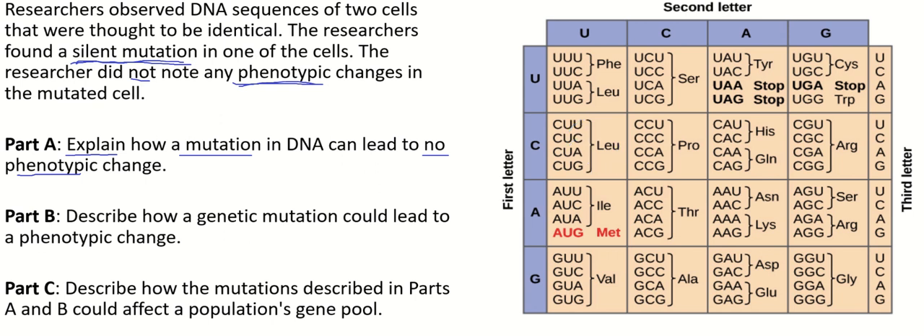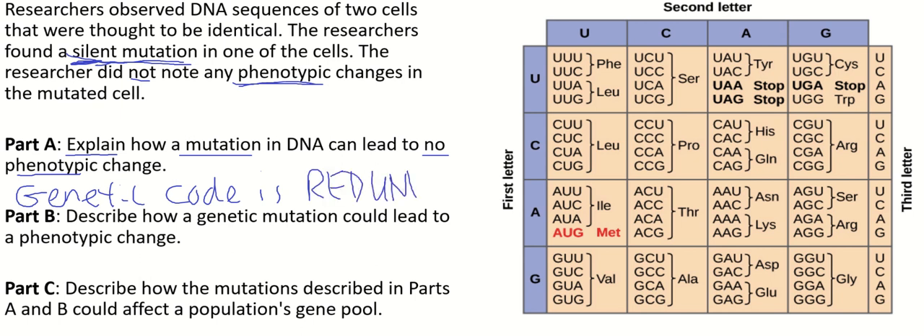So you got to know this word. It's a key word for silent mutations only, okay? The genetic code is redundant. Now you don't have to say that word, redundant, but you got to explain it. It's just easier to say redundant sometimes. What it means again is there's more than one way, more than one codon that results in an amino acid. That's what redundant means. More than one way.